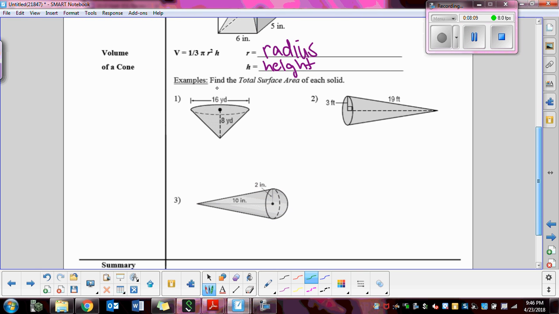Let's go over the volume of a cone real quick. The cone formula is pretty similar. It's 1/3 pi r squared h. So you guys know r is the radius, h is the height. Just plug it in. We did this one last time, so let's do it again, but this time we're going to find the volume.